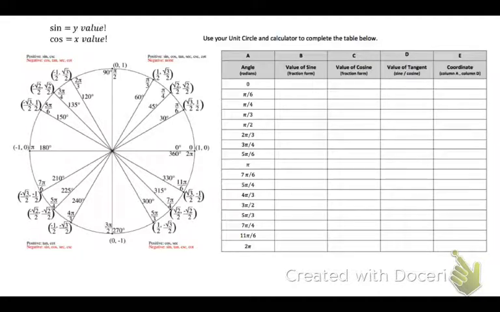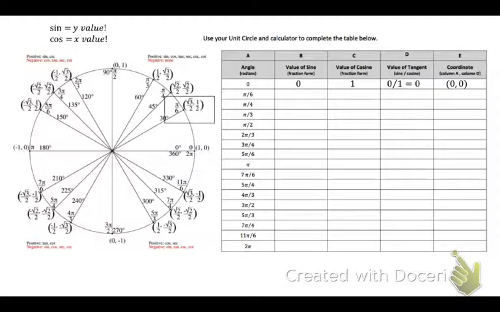Okay? Sine is the y value, cosine is the x value. So we start with 0. The value of sine there is 0 because the y value is 0. The value of cosine is 1. So the value of tangent is 0 over 1, which equals 0. So the coordinate is 0, 0.